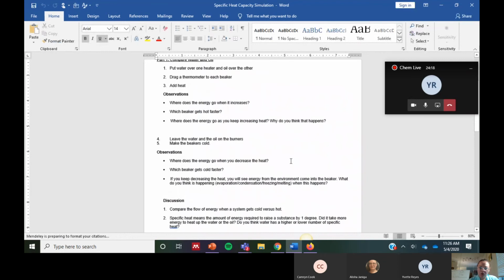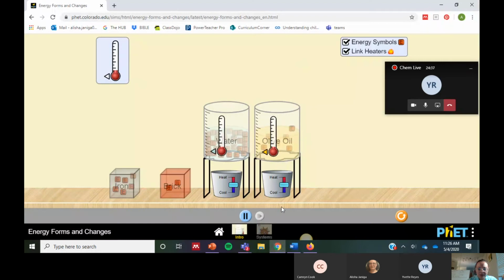So when we make it cold, the energy goes from the beaker to the ice. Which one gets colder faster is a little bit hard to answer because the water started off at a lower temperature, so I'll be lenient with that one. And if we keep making it cold, what we should see, let's see if we can see it, in addition to the energy going into the beaker, there it is, there's the energy going down into the water. And so we know that cold absorbs heat.